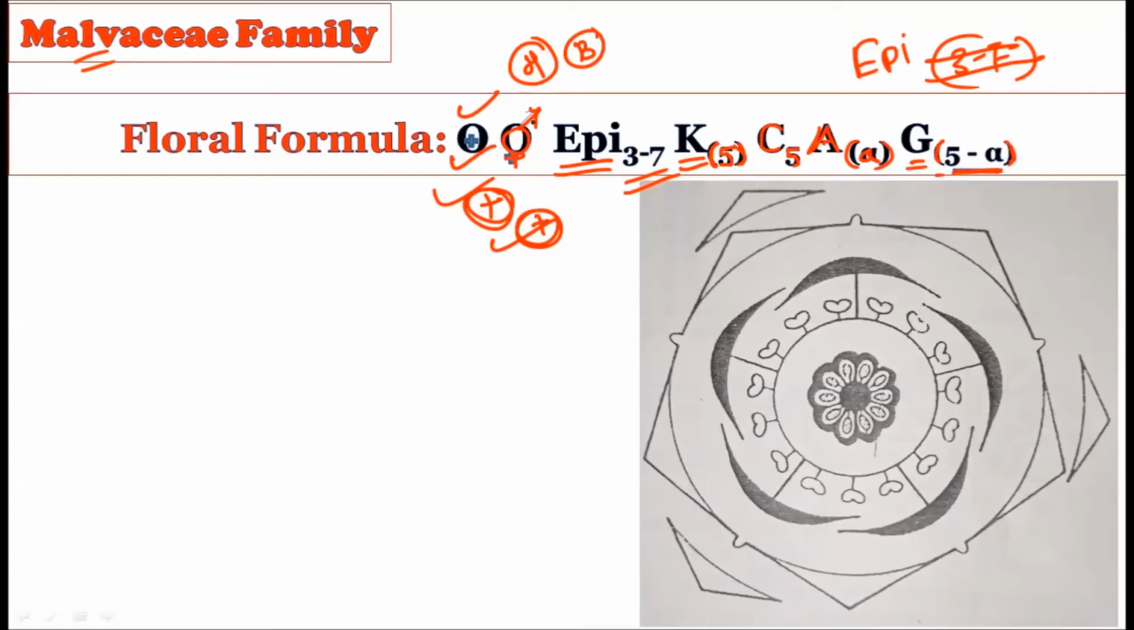Okay, so actinomorphic, bisexual, epicalyx 3 to 7, calyx 5 in number fused, corolla 5 in number free, androecium indefinite fused, gynoecium 5 to indefinite fused, and ovary is superior. So this type of unique floral formula is there for the Malvaceae family, because this particular family shows very unique kinds of flowers, and hence you should remember this carefully.